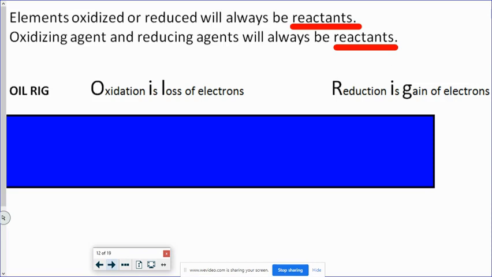All right, so elements that are oxidized or reduced always need to be reactants. So when we're going to be filling out the back side of your sheet now, everything's going to come from the reactant side. Oxidizing agents, reducing agents, they're also from the reactant side. So everything comes from the reactant side. Nothing's going to come from the product side. This, again, we've already mentioned. It's going to come in handy as we're doing this.